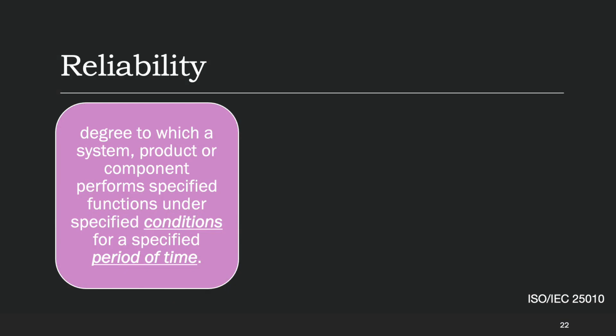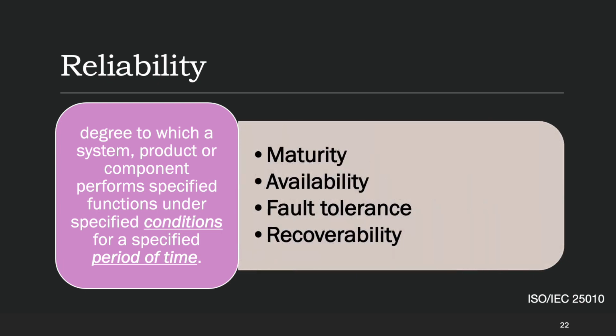Reliability is the degree to which a system is able to perform specified functions under specified conditions for a period of time. This characteristic is composed of the following subcharacteristics. Maturity, which is the degree to which a system, product, or component meets the needs for reliability under normal operation. Availability, which is the degree to which a system, product, or component is operational and accessible when required for use. In other words, availability is the readiness of correct service and resources.